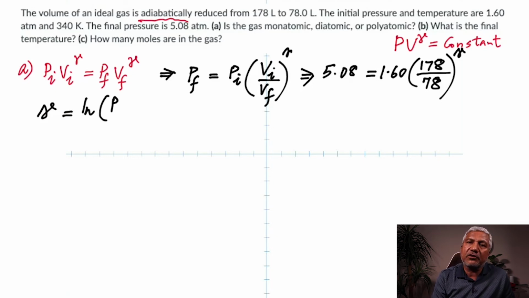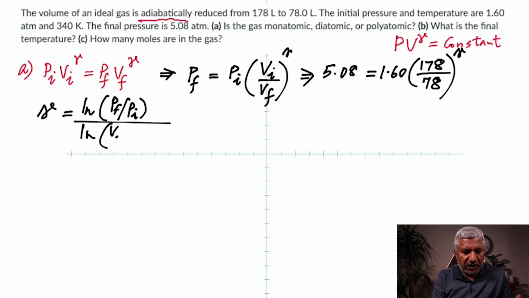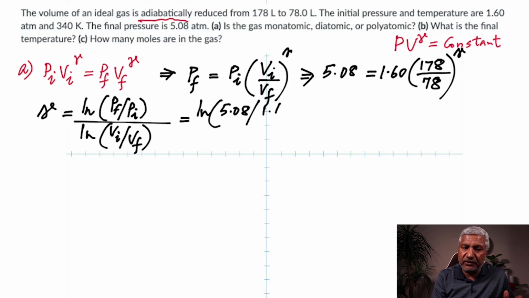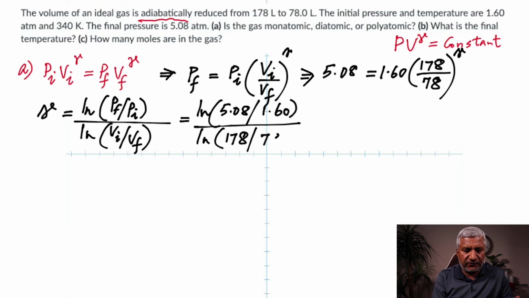Now, to make gamma the subject, you have to take natural log on both sides. Rearrange, take the natural log. You're going to come up with an equation like this: natural log PF by PI divided by the natural log VI by VF. How did I get that? You can look at the two equations and you would know. Now here is PF by PI coming up, and here is the initial volume divided by the final volume. Both are natural logs, so don't think that you can cancel it out, okay? Please don't do that. And you get 1.4.